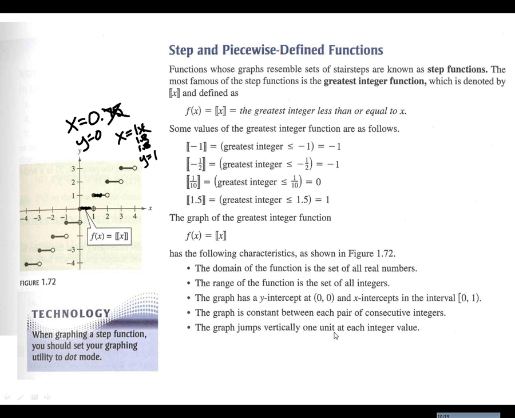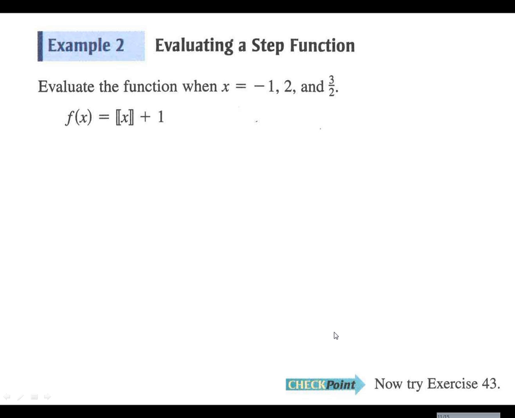As soon as we hit 2, we jump up to 2 over here, and we don't care about the decimals. As soon as we hit 3, we jump up to 3. The way we write this is the double bracket of x, and that's your step function. It's the greatest integer smaller than or equal to the decimal. Let's go ahead and try one of these.